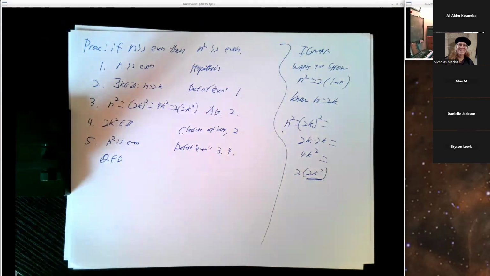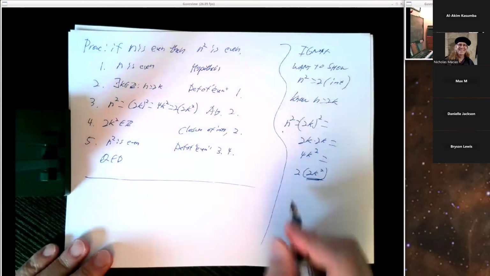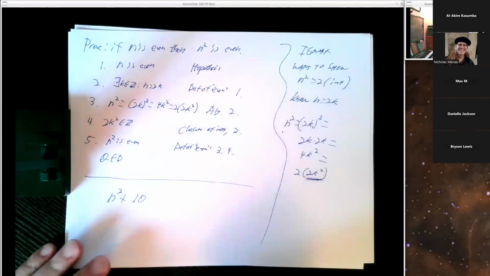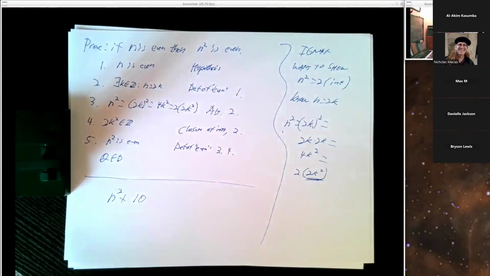So there's a few examples of direct proofs. And if you want to practice this more, there's all kinds of things you can show about even numbers, right? If n is an even number, I can prove that, n squared plus 10 is also an even number. And it would be a very similar proof.